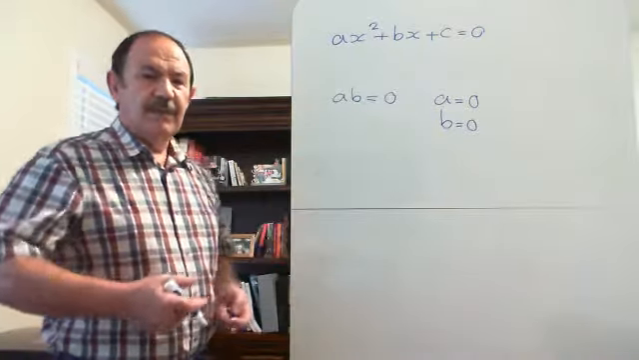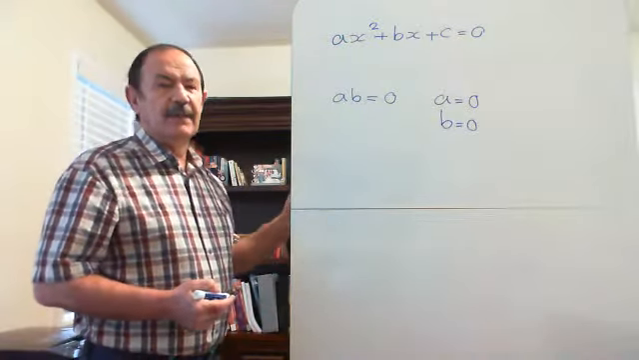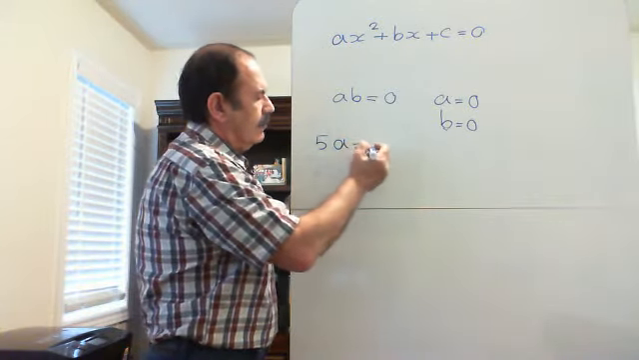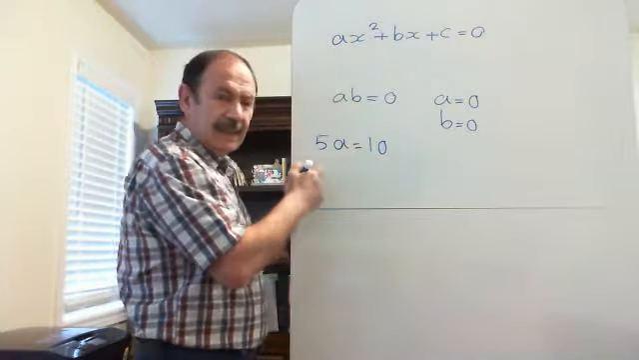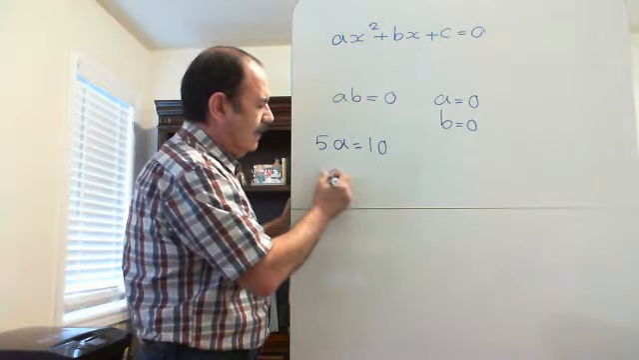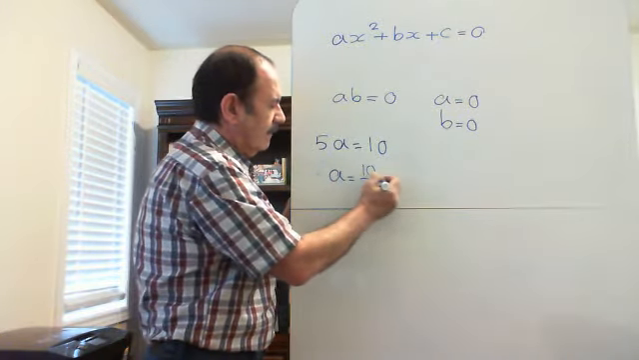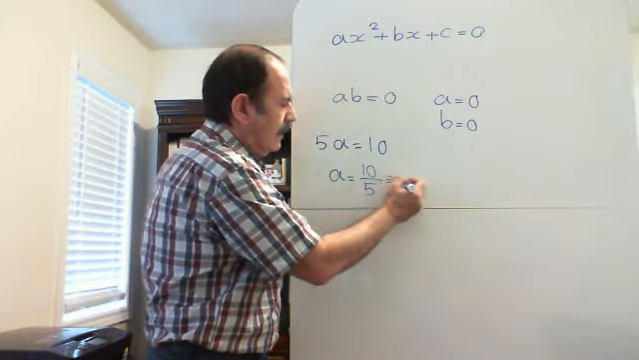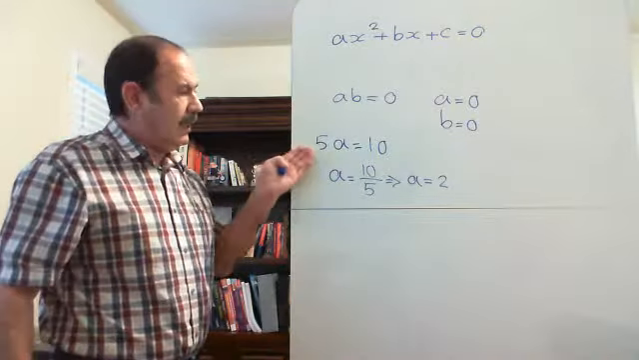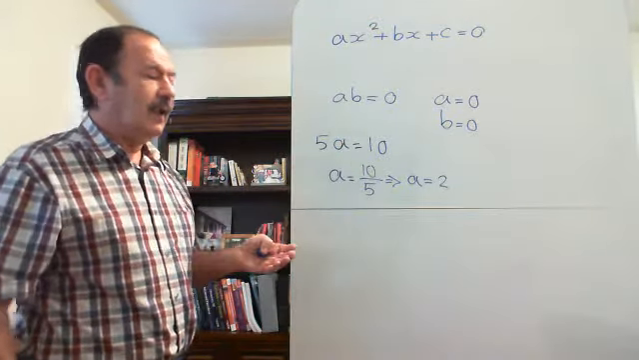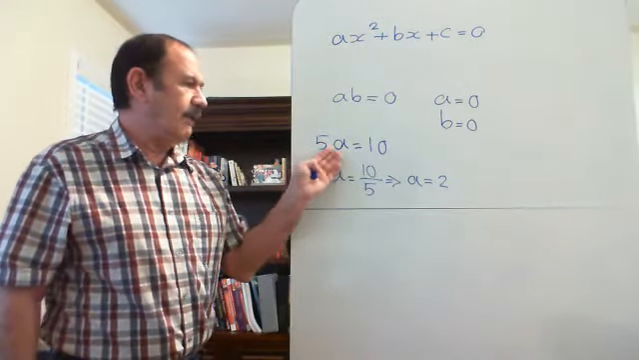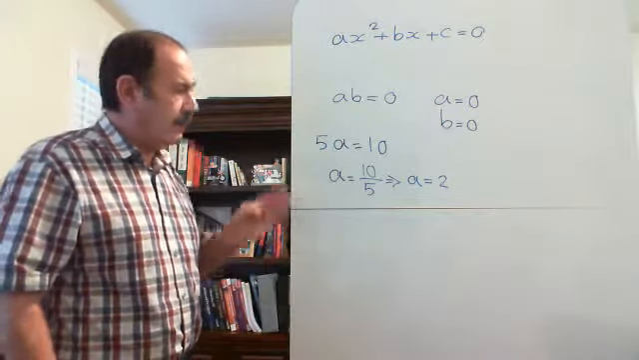Why are we using this one? I want to explain a little bit more about it. Let's say I have 5a is equal to 10. What's the solution? If we divide both sides by 5, then a is going to be equal to 10 over 5, or a equals 2. Right? a equals 2 is the solution of this equation. Why? Because if instead of a, I substitute 2, then 2 times 5 is equal to 10. Left side and right side are equal.